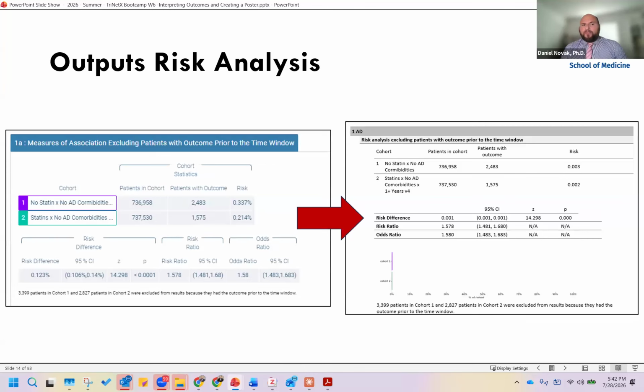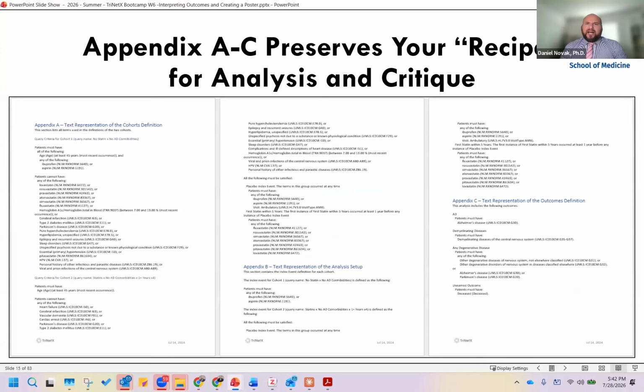It'll also output your risk analysis tables, which you'll recognize from your compare outcomes analysis that we talked about last week, into these nice little Word formats that you can manipulate more easily and copy and paste into other tables. Appendix A through C also preserves your recipe for your analysis and your critique.